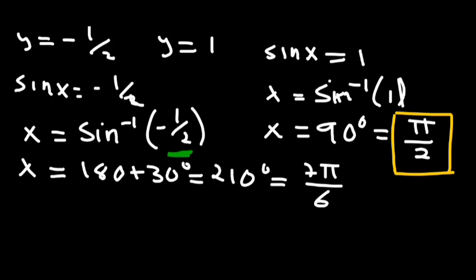The reason I'm leaving my solution in radians is because the interval that we've been given is 0 is less than or equal to x, and x is less than or equal to 2 pi. So if you've been given an interval in radians, leave your answers in radians. If you've been given an interval in degrees, leave your answer in degrees. Very important. This angle is lying in the third quadrant.